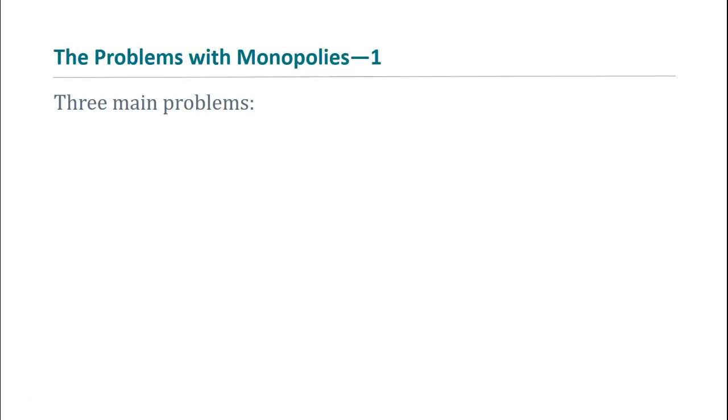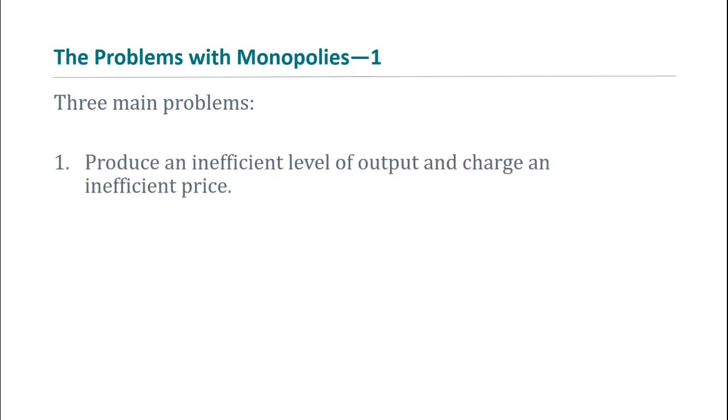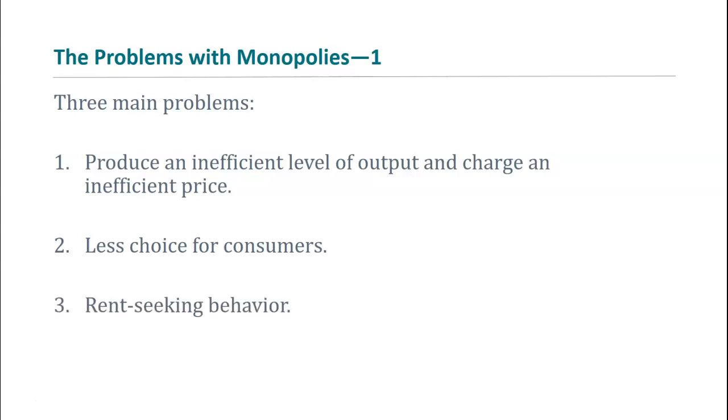Why is that? There really are three major problems with monopolies when it comes to market efficiency. One is that they produce an inefficient level of output and charge an inefficient price. We saw in the last video that the monopoly will charge a higher price to produce a lower quantity than the competitive firm will. Two, there's less choice for consumers when there's only one firm in a market. And three, and we'll discuss this a little more later and define what I mean by this, rent-seeking behavior tends to occur in markets where there's a monopoly.